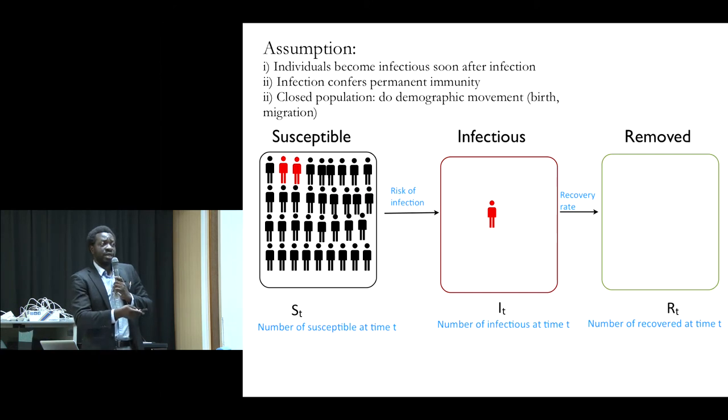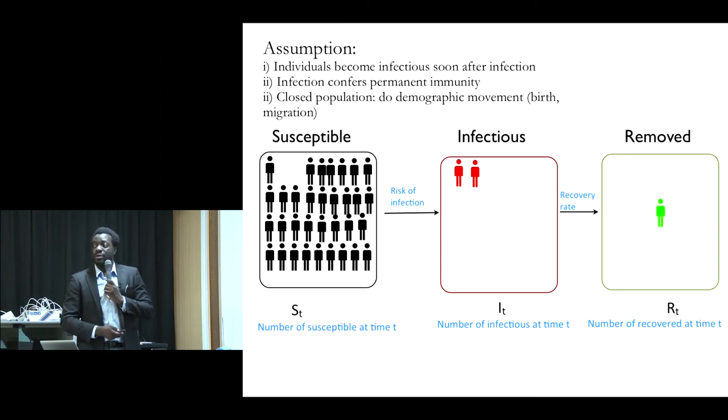We started with one case here. He infected 2, and because they are infected, they move to the next box, and 1 becomes immune. When you become immune, you have to move to the next box. And we have 2 newly infected here. They were susceptible, they are now infected, so they have to move into the infectious box.